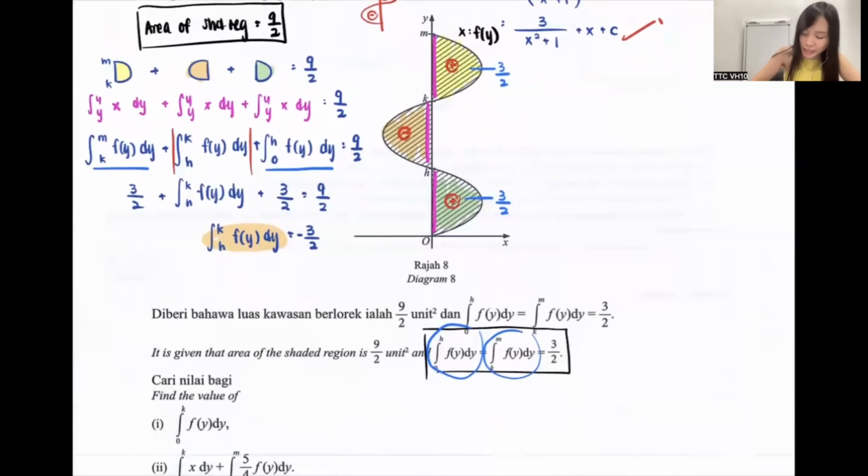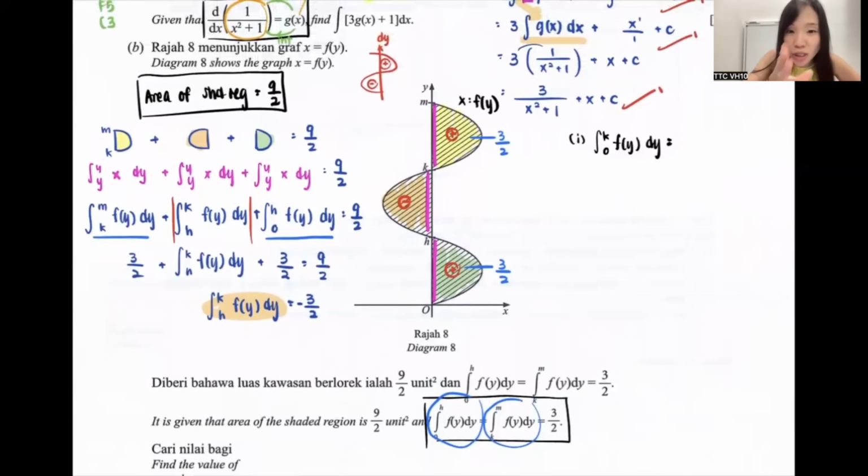So with that understanding, let's look at the first one. First one, guys, you'll find the integral from 0 to k of F(y) dy. Okay, the problem is where is k, where is 0? So you must be able to understand the diagram. Let me show you. dy represents the y-axis. K is here, 0 is here. Can you see? K is that height. 0 is the lowest, the x-axis, okay? So F(y) is the curve.